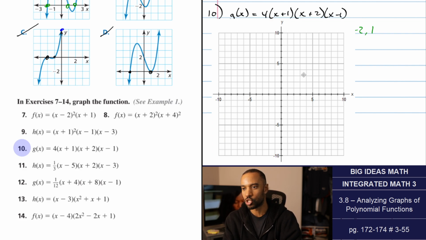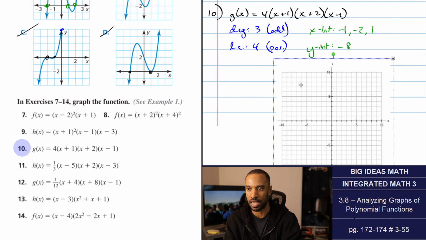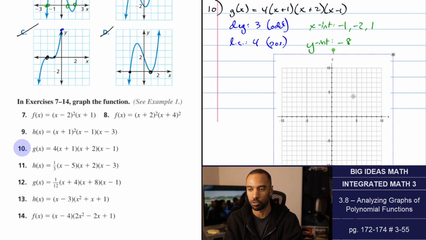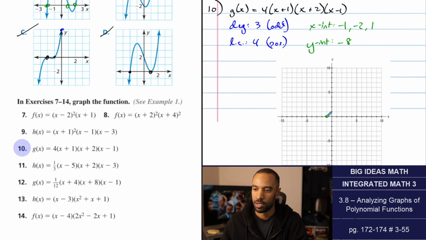It is vertically stretched, right? That's where that -8 kicks in. If the 4 wasn't there, it would just be -2 as a y-intercept. So it is a vertical stretch still. But because it's positive, it doesn't change. It doesn't flip over or anything like that. So on this guy, we got -1, -2, and 1 here with -8 as the y-intercept. And it starts down and finishes up. So I got to find a way.